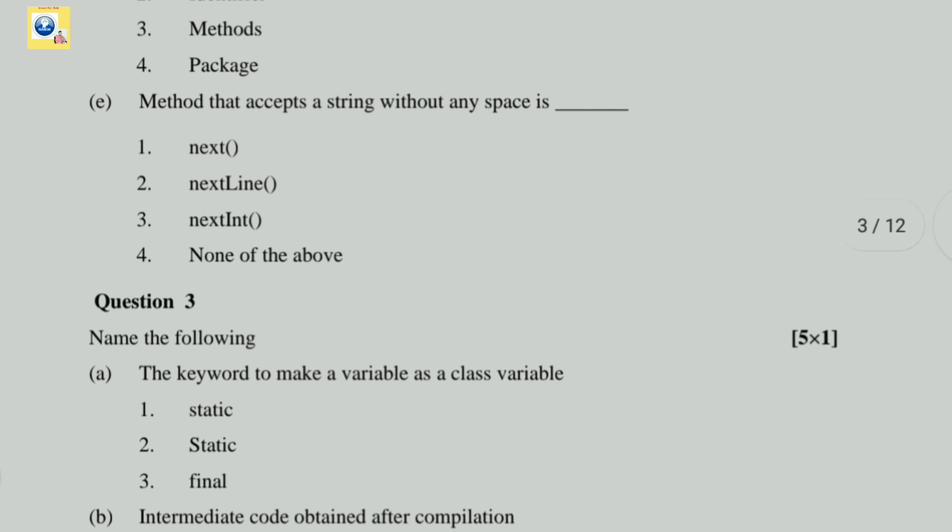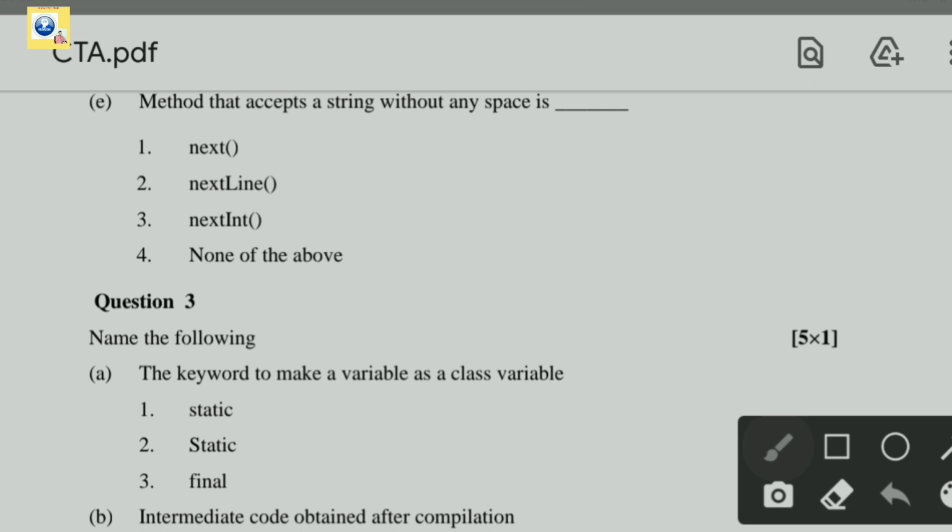Next, method that accepts a string without any space. Yes, this is a little bit tricky, where we have 2 methods that accept a string, next and nextLine. We know nextInt is not used for accepting a string, so the answer will be next or nextLine. The correct answer is the next method. The next method accepts the string without any space, and if you have space in your string, then you must use the nextLine method. The nextLine method accepts the string which has spaces also, but next will not.